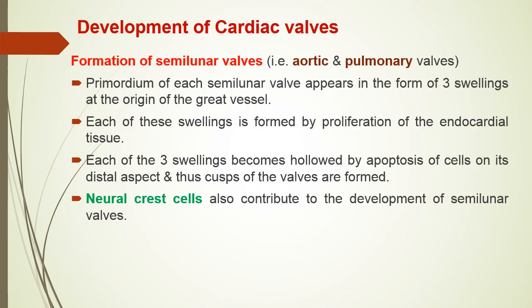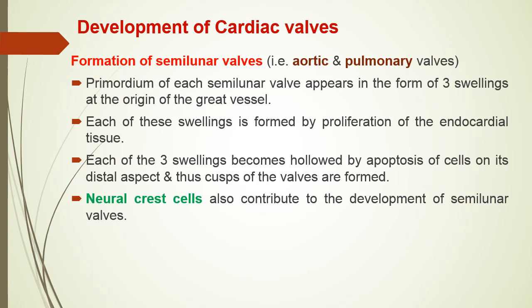So, cardiac valves. The valves at the origin of the pulmonary trunk and aorta are known as semilunar valves, and then there are valves at the junction of the atria and ventricles. The right atrium communicates with the right ventricle through the tricuspid valve, and the left atrium with the left ventricle through the mitral valve. First taking the semilunar valves, which are formed at the origin of the pulmonary trunk and aorta.